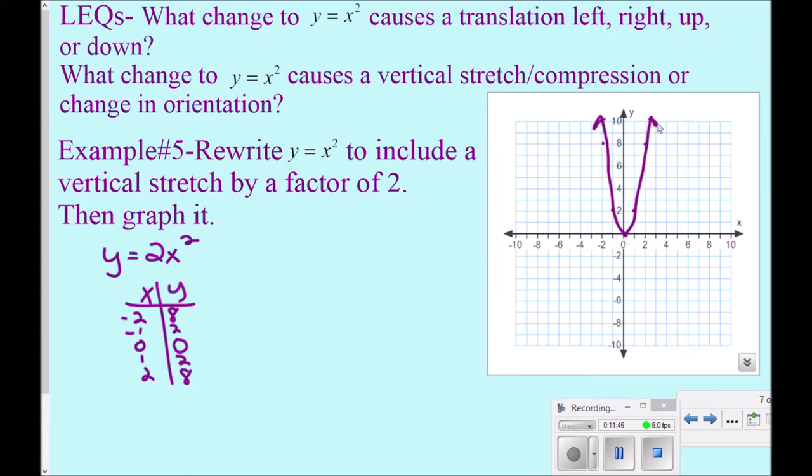And that's my sketch. And then we just need to label the vertex (0, 0). And looking at that, it does appear skinnier than the standard one that we graphed at the beginning of class. And it should, because it's a vertical stretch.